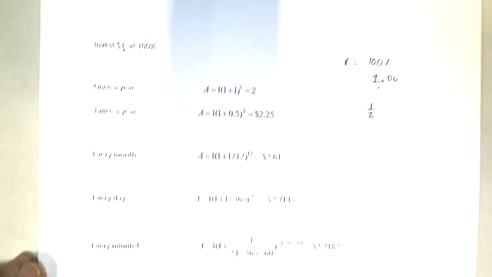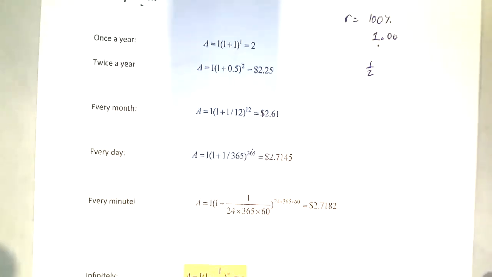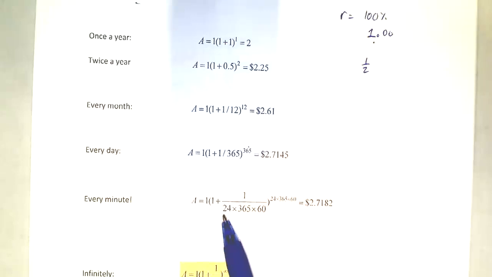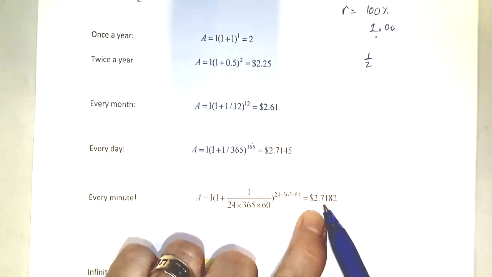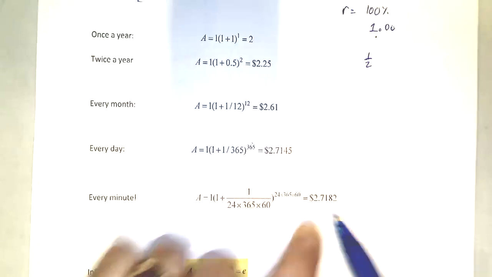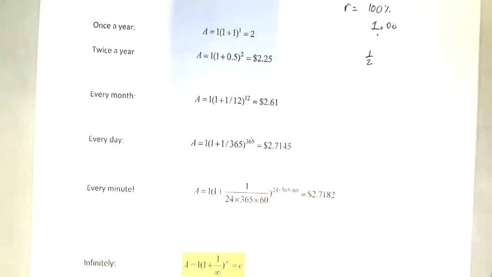What if you did it every minute? This is a hypothetical situation. 24 hours a day, 365 days a year, 60 minutes per hour. That's your denominator. And then that becomes your numerator. And then you get this number, 2.7182. So now we go into the world of theoretical mathematics.